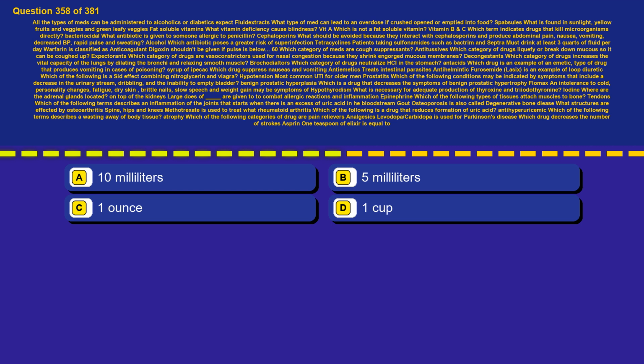Prostatitis. Which of the following conditions may be indicated by symptoms that include a decrease in the urinary stream, dribbling, and the inability to empty the bladder? Benign prostatic hyperplasia. Which is a drug that decreases the symptoms of benign prostatic hypertrophy? Flomax. Intolerance to cold, personality changes, fatigue, dry skin, brittle nails, slow speech and weight gain may be symptoms of hypothyroidism. What is necessary for adequate production of thyroxine and triiodothyronine?